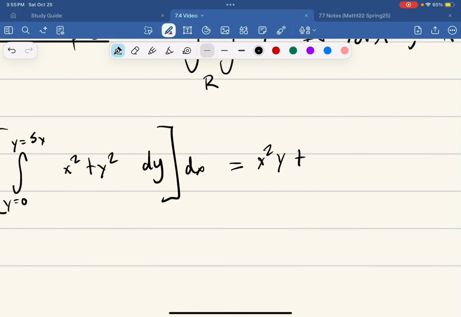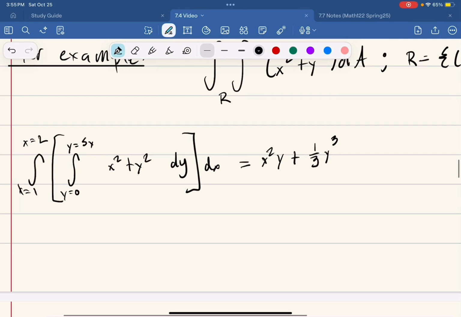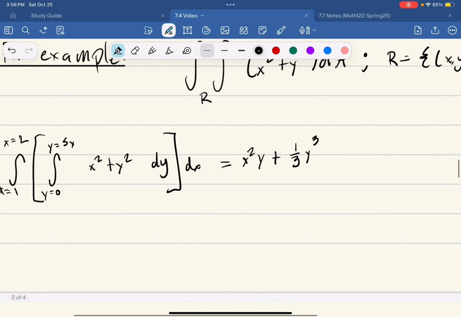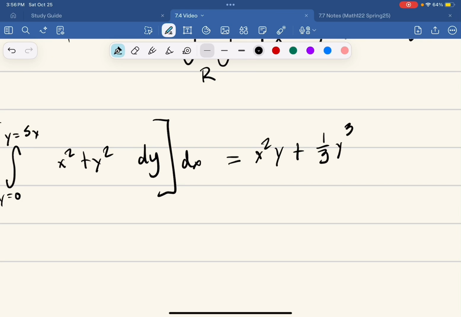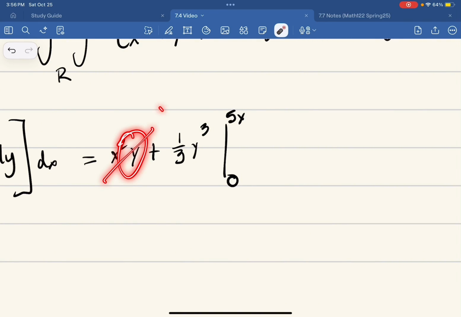and this turns into 1/3 y cubed, or it could be y to the 3rd divided by 3, but just to keep it cleaner and more simplified, we'll keep it like that. Now that we integrated our function, we're going to plug in 5x and 0. Because 0 takes everything to 0, if we were to plug 0 in here, it'd take it to 0, and if we were to plug 0 here, it'd take it to 0.